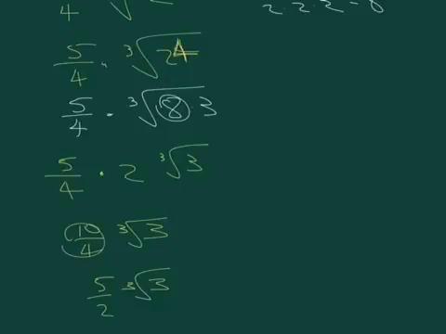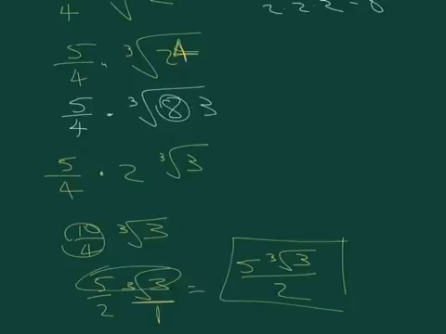And one of the things that you can do, notice this isn't a fraction, but I can put it over 1, and then I can multiply 5 cubed root of 3, just put those together, all over 2 times 1 is 2, and then I can write it as a fraction like that. That's what the book did there.